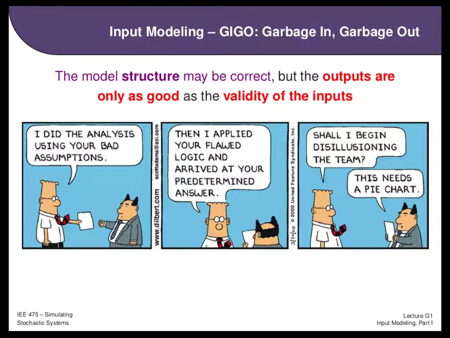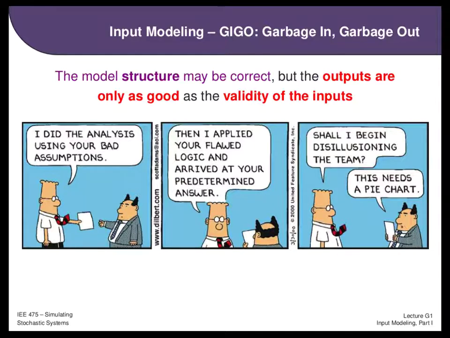All right, so the model structure, this is kind of the takeaway of this intro here. The model structure may be correct, but the outputs are only as good as the inputs. There's this Dilbert cartoon, which shows this in a different context, where he says: I did the analysis using your bad assumptions, those are bad inputs, then I applied your flawed logic and arrived at your predetermined answer. And, shall we begin disillusioning the team? This needs a pie chart.